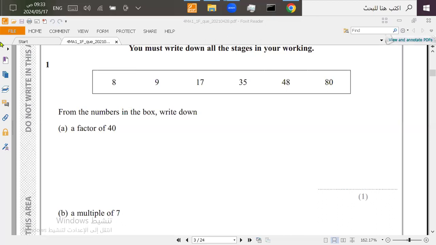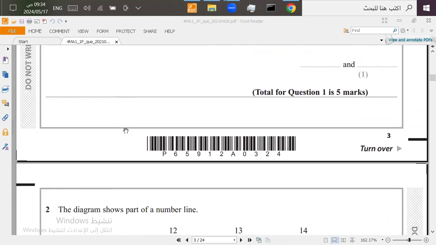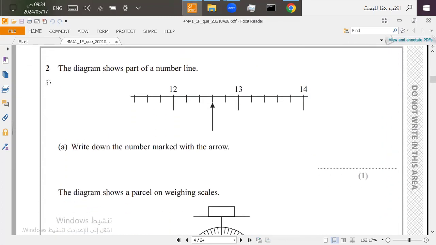I'll check the 48. 48 minus 8 equals 40. So it doesn't work. So 48 minus 9 equals 39. And then 48 minus 17 equals 31. So the answer is 17 and 48. When you subtract them, you get 31. Now let's move on to the next question. So we did question E, and that's it for question 1. Now let's take a look at question 2.